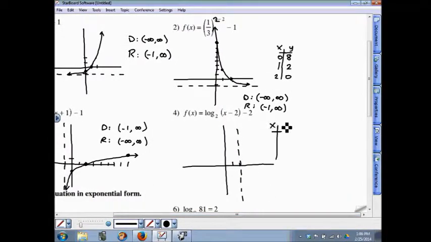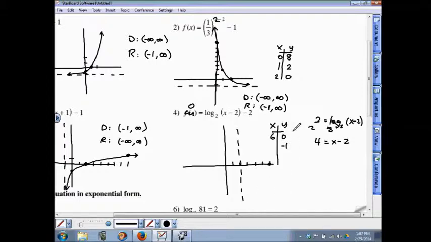Now we need to find the x-intercept by letting y equal 0. So we place a 0 right in here. If you add 2 to the other side, you get the equation 2 equals log base 2 of x minus 2. Exponentiate with a base of 2 on both sides. 2 squared is 4, so we have 4 equals x minus 2. X equals 6. So there's the x-intercept.